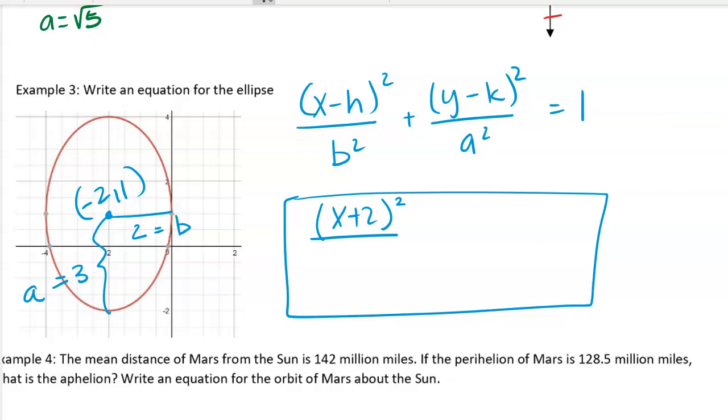Oh, careful. If you're using this by 2, can you see the labeling? This is every 2 boxes, how many units? Every 2 boxes is 1 unit. Can you see that?